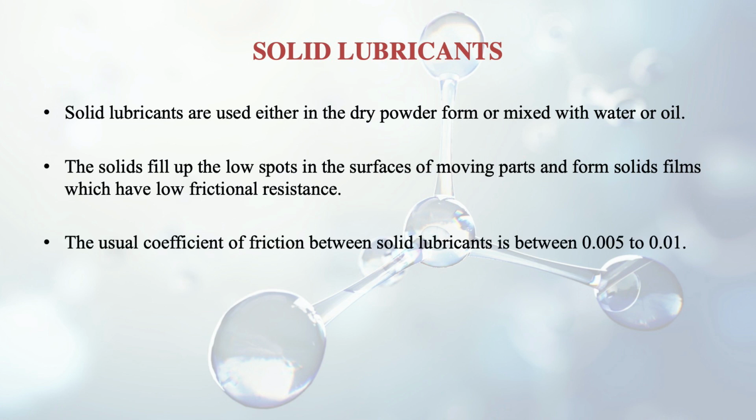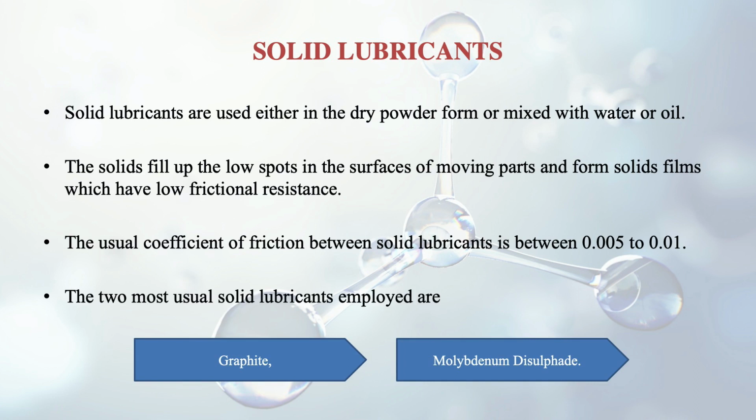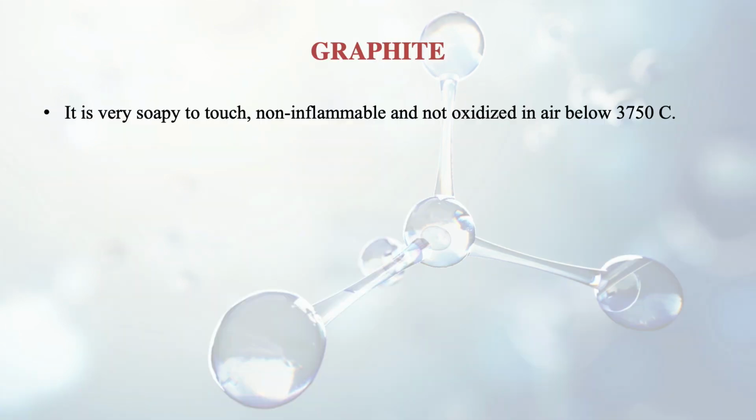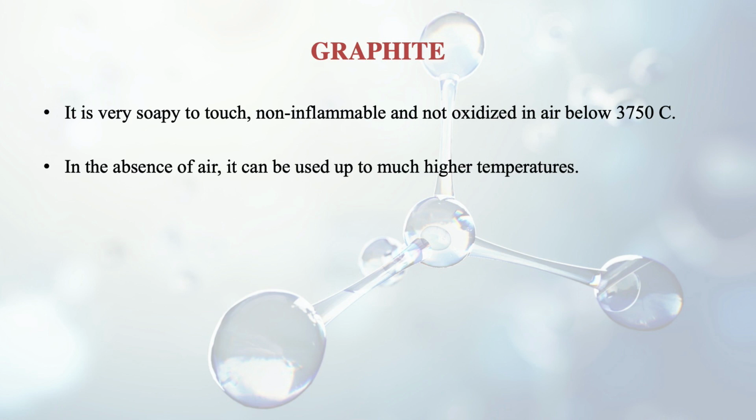The usual coefficient of friction of solid lubricants is between 0.005 to 0.01, so it is quite low here also. And the two most usual solid lubricants employed are graphite and molybdenum disulfide. So these are the most common ones. So we now discuss graphite. We also saw graphite when we were discussing iron and steel, and we saw how it was helpful there. It is generally in the form of flakes. It is very soapy to touch, it is non-inflammable, and it is not oxidized in air up to a temperature of 375 degrees centigrade. In the absence of air, it can be used up to much higher temperatures. So if air is not there, then we can go beyond 375 degrees centigrade also. So it is good for high temperature applications.